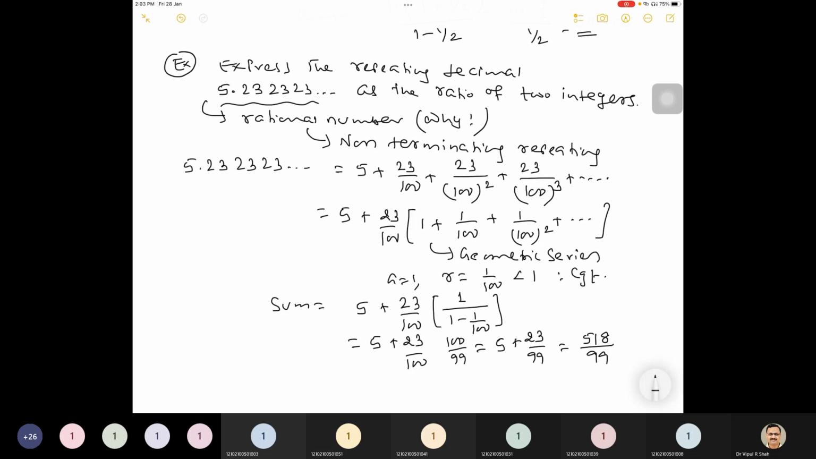write in this way. Okay, any number, any rational number you can express in this way. You understand? Yes, sir. So you can do it at home. Like 0.7777.